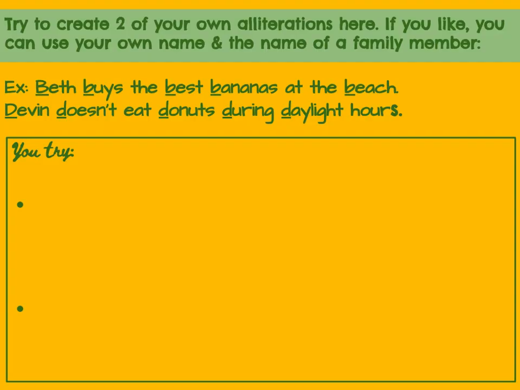So your job now is to pause this recording and go to your document that looks like this, and you are going to try to create 2 of your own alliterations here. If you like, you can use your own name and the name of a family member. I find it easiest to do it that way. You do not have to do it that way. You'll see my example says, "Beth buys the best bananas at the beach." And then Devin, who's my husband, "doesn't eat donuts during daylight hours." So each of those have 3 in them or more, and your job is to try down here. You'll try 1, and then you'll try another on your document. So pause right here while you do that.